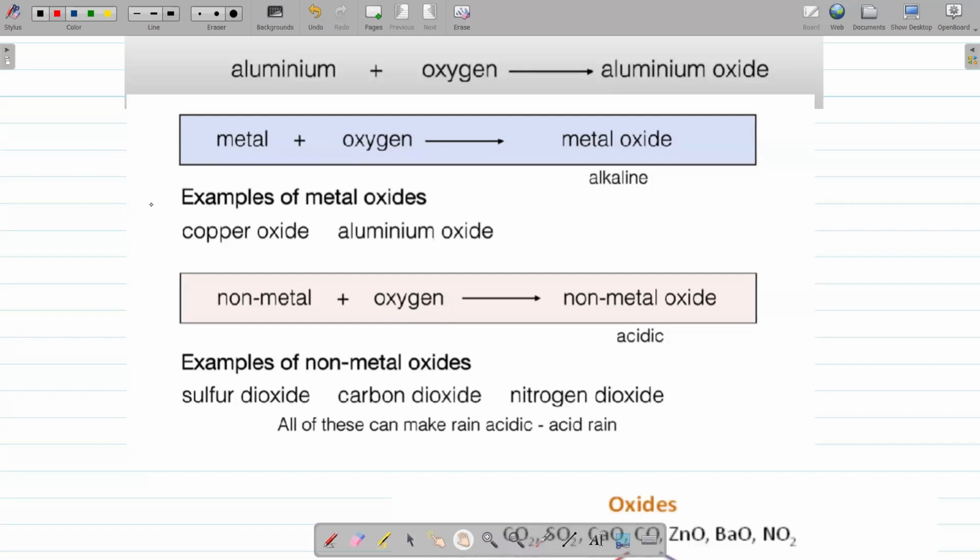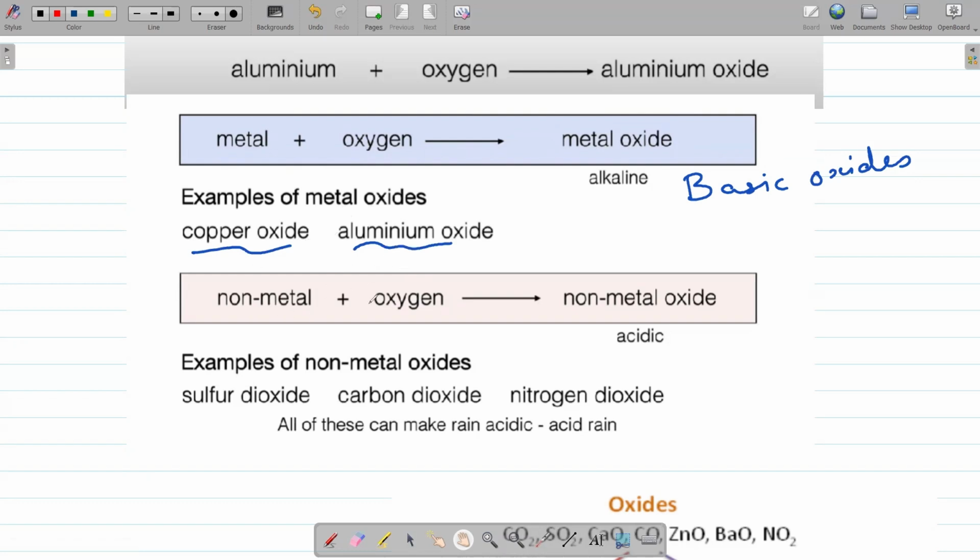Let's recap what we did just now. Metal plus oxygen gives you a metal oxide, and this is alkaline, so they are called basic oxides. When these oxides dissolve in water, they turn red litmus paper blue. A few examples of metal oxides are copper oxide and aluminium oxide.